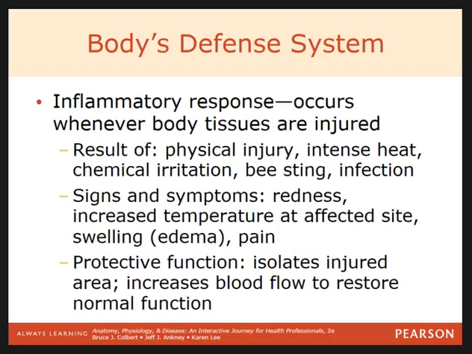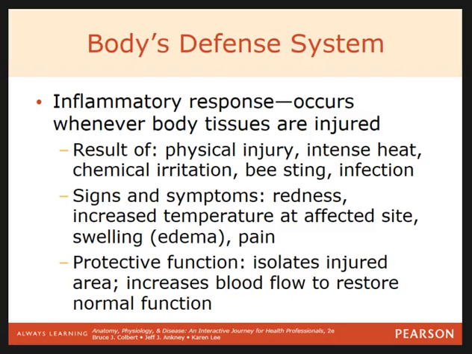Now, the inflammatory response will occur whenever there is injury to the body tissues. So things like physical injury, burns, intense heat, chemical irritations, bee stings, or infection can cause this inflammatory response. Now, we definitely will talk more about the inflammatory response and the inflammatory cascade in a later chapter. It's very important because then we'll talk about medicines that can stop that inflammation.